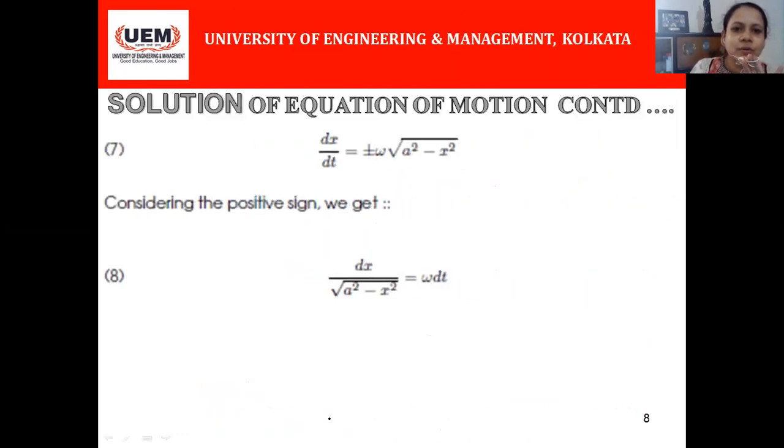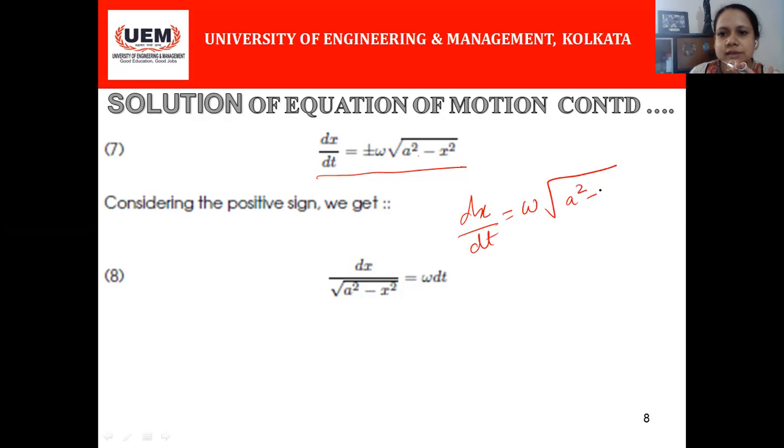Now we take the square root of both sides of the equation, and doing that we get this relation: dx/dt is equal to plus minus omega into root of (a square minus x square). So we are just taking the root of both sides of the differential equation. And plus minus, of course, because we are taking the square root. We would consider only the positive sign for the moment. You can also consider the negative sign; you will just have a phase difference. Considering the positive sign, we get dx/dt is equal to omega into root of (a square minus x square).